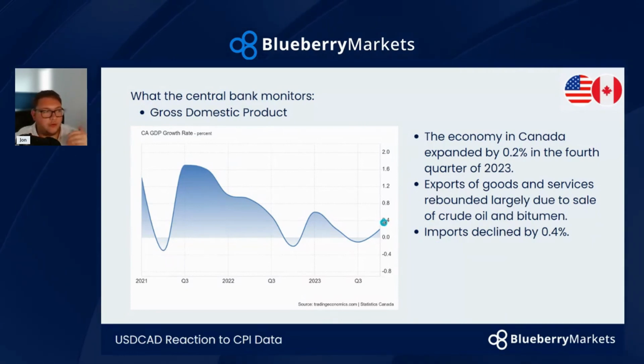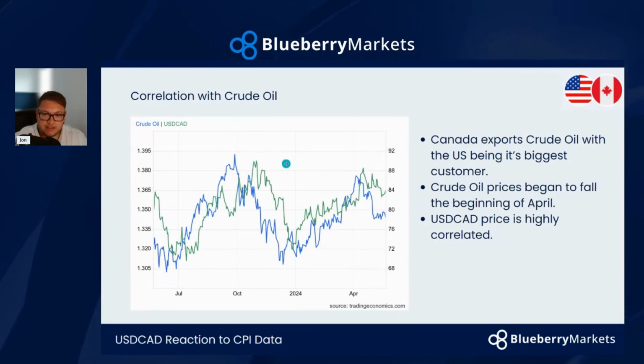Now, obviously, crude oil prices recently have come in lower, so that could have a knock-on effect on GDP in the future. So whether we'll see that rebound that we saw recently due to the sales of crude is uncertain, because the price is not as high, so they're not selling it for higher prices. And that brings me on to this correlation with crude.